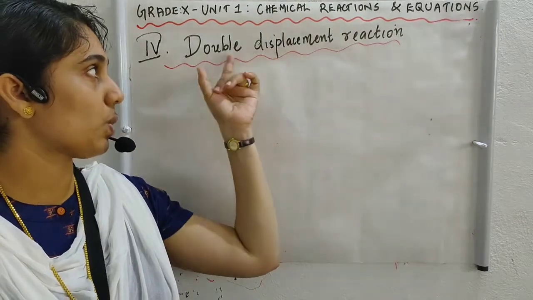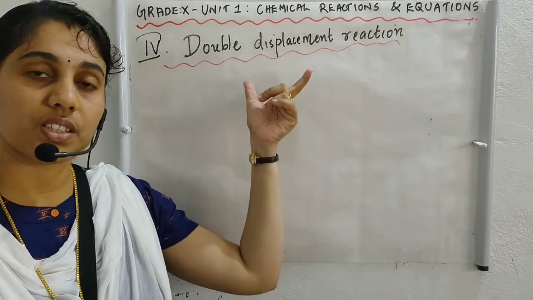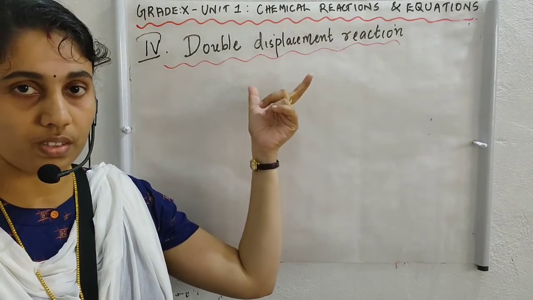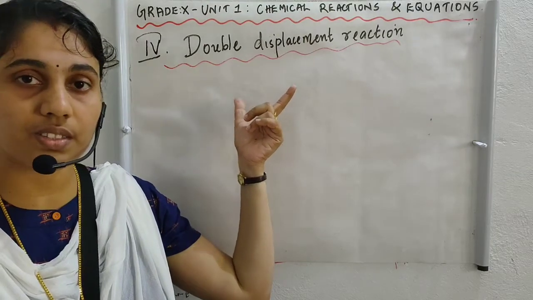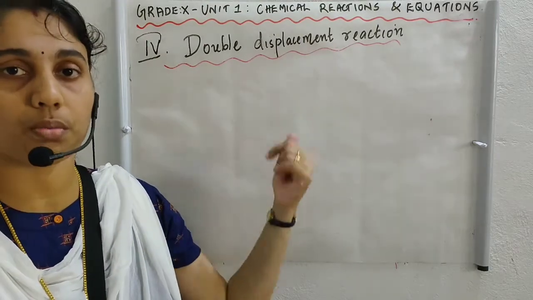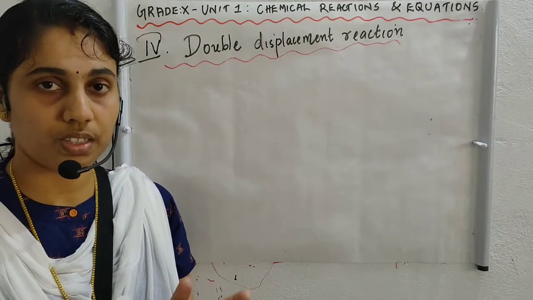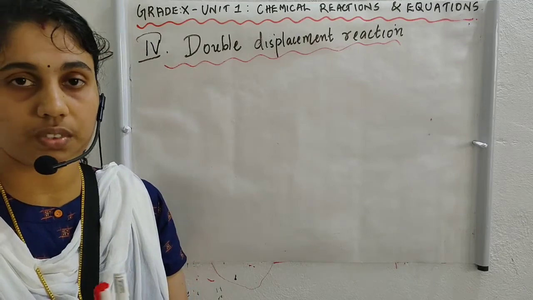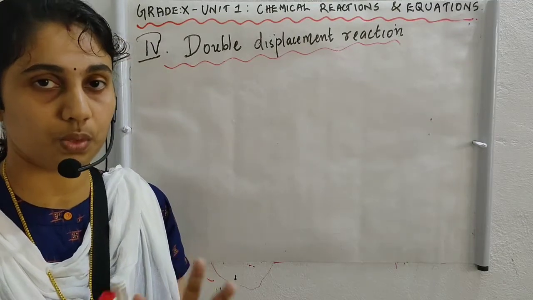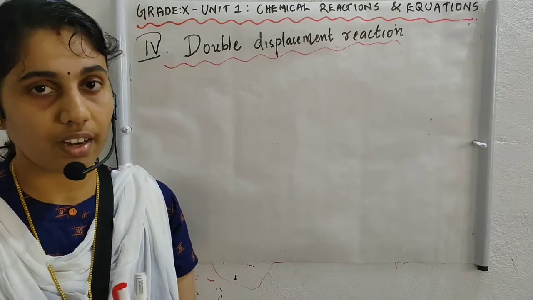Double displacement, as the word suggests, usually occurs in ionic compounds. In ionic compounds, two reactants exchange their ions to form new products. So what do we mean by ionic compounds? There is a force of attraction between oppositely charged ions, that is, positive and negative ions. That type of compound we call an ionic compound.